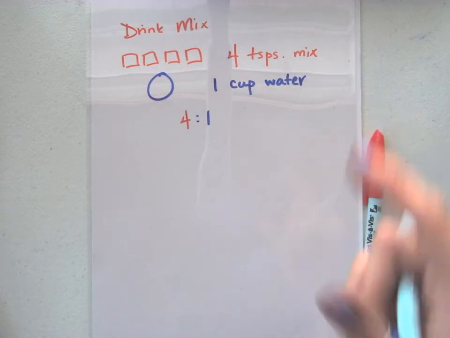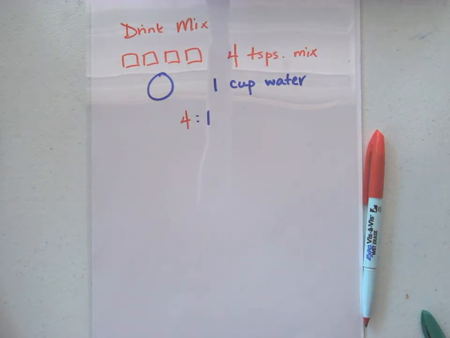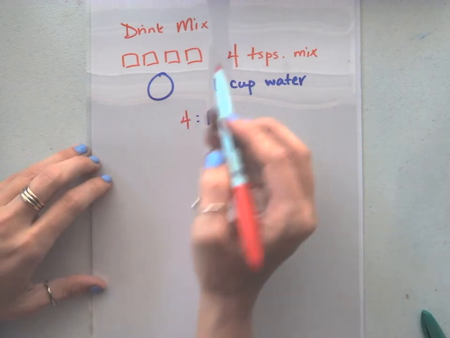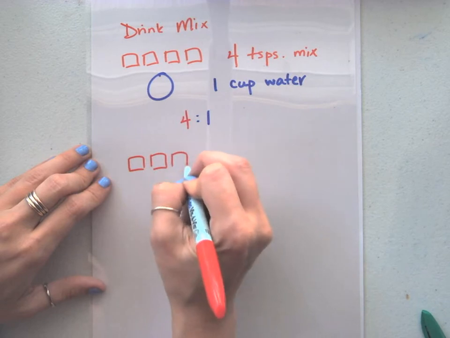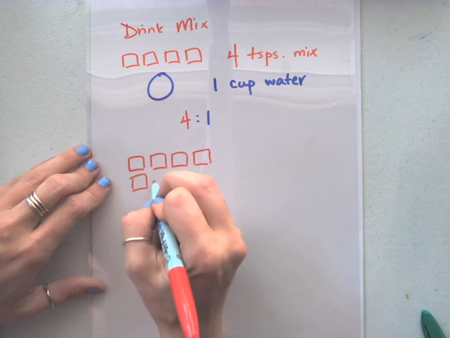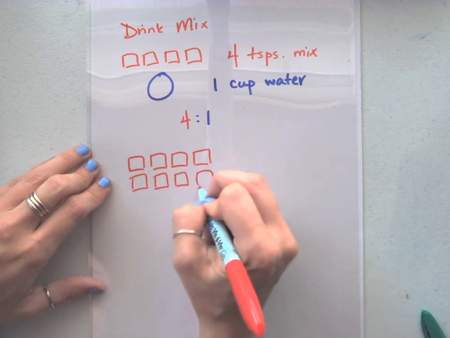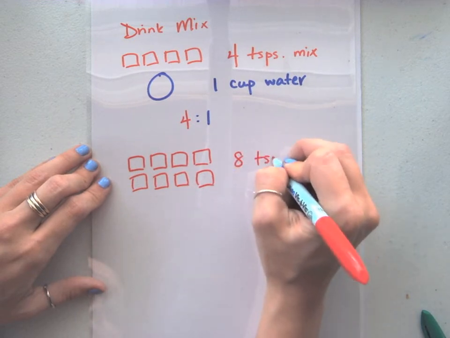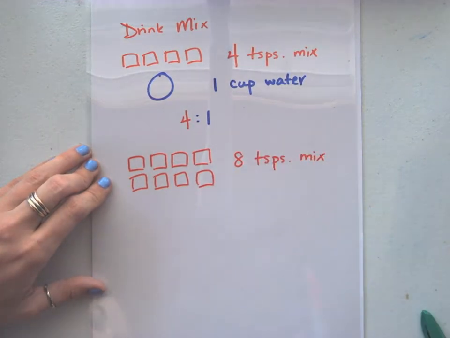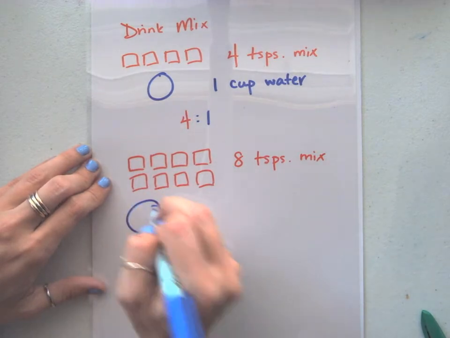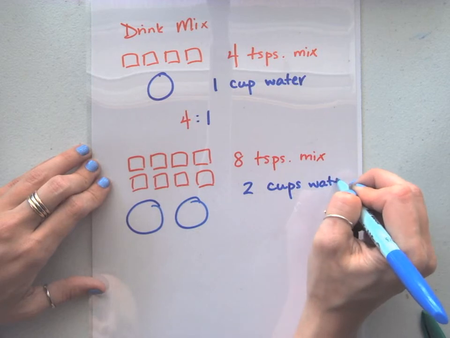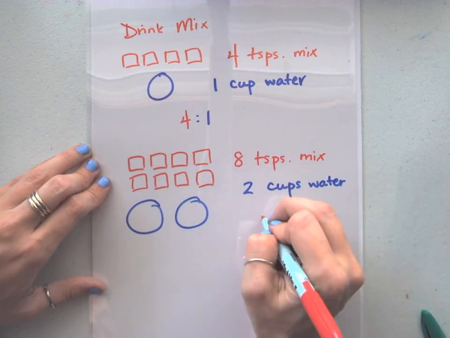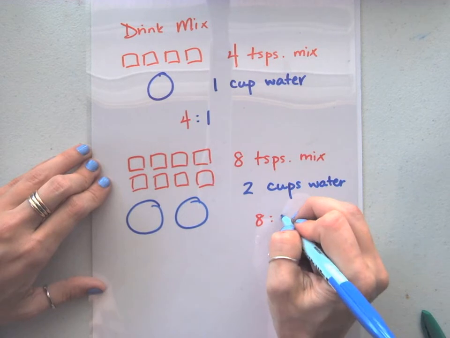Now, maybe you wanted to make a larger batch of this mix. Maybe this is just enough for like 1 small glass, and you want to make another so that you could share it with your brother. Well, if we're going to make 2 of these, we're going to double everything that we're making. So instead of 4 teaspoons of mix, we're going to have 8 teaspoons of the mix. And instead of 1 cup of water, we're going to have 2 cups of water. Now our ratio is 8 to 2.